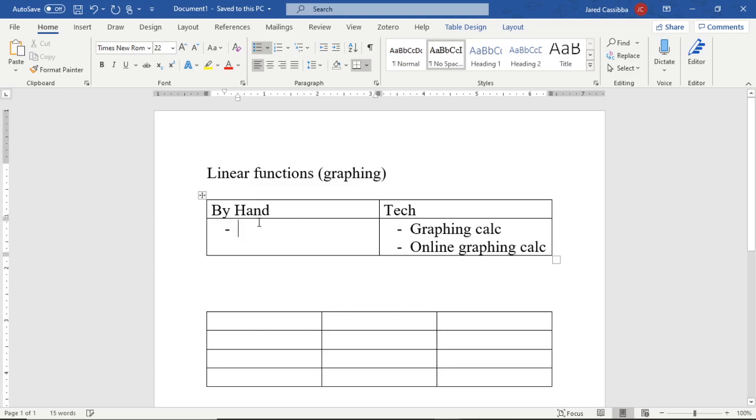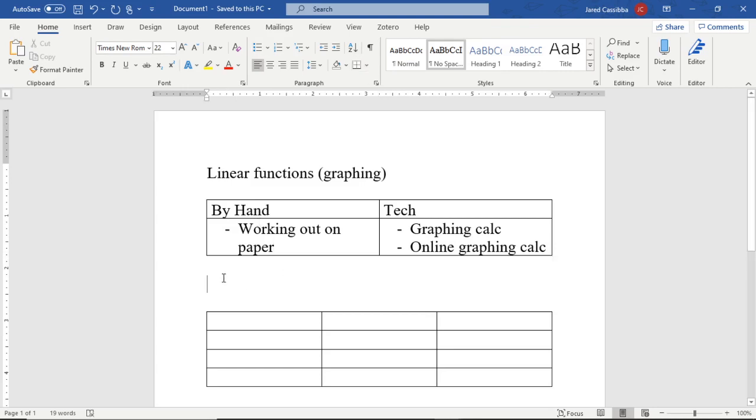And then we have the one most people don't like to do, which is by hand, the actual working it out on paper. This is the one where most people tend to freak out. They think it's harder than it really is. So I'm going to walk through how to graph a linear function on paper. So, how to graph a line on paper.